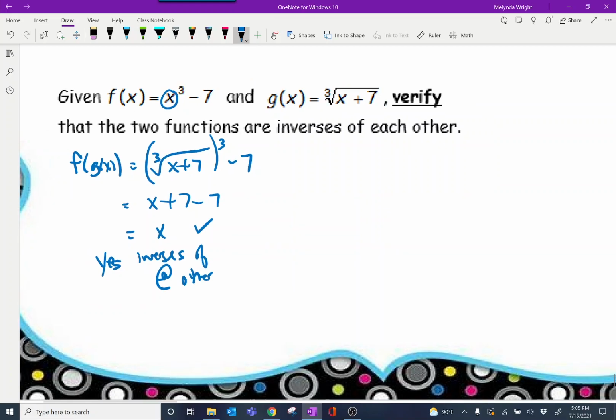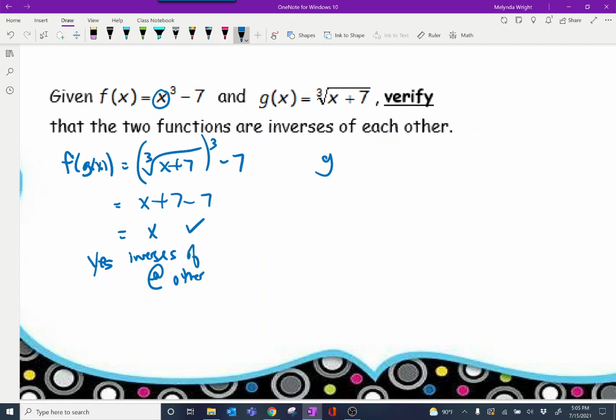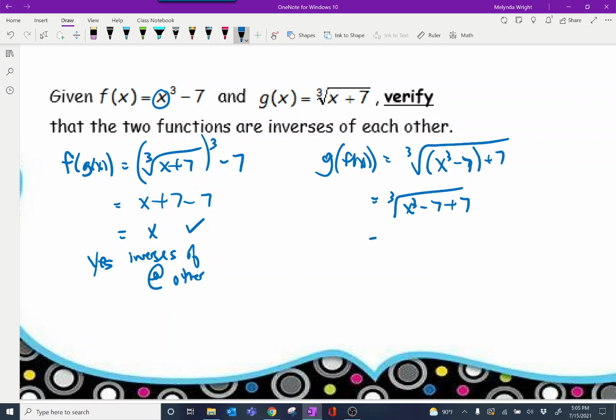Just for fun, let's do the other one, g of f of x. So I'm going to take the function g, and insert in place of x, x cubed minus 7. Okay, so I have the cubed root of x cubed minus 7 plus 7. It's the cubed root of x cubed, which simplifies to be x. So check, it worked both ways. All right.